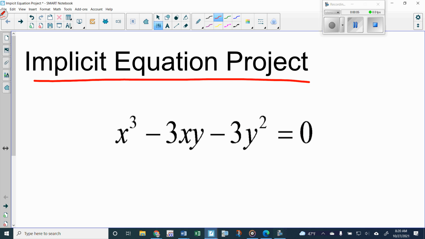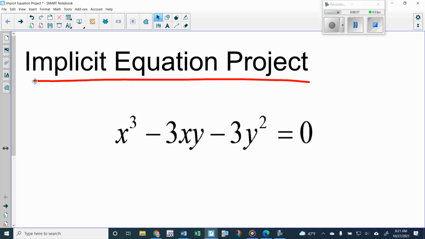Want to look at our implicit project. So step one, if you're looking at the blue paper there, step one, give the formulas for your two equations. What you're going to do is create two unique, fun, implicit equations. So what that means is you're going to come up with some equation, and I'll show you. Here's the equation I'm going to use. Whatever you want to come up with, but they have to be two different ones.